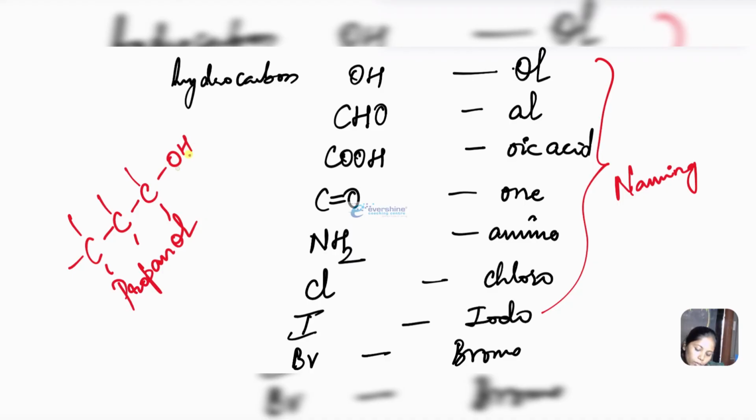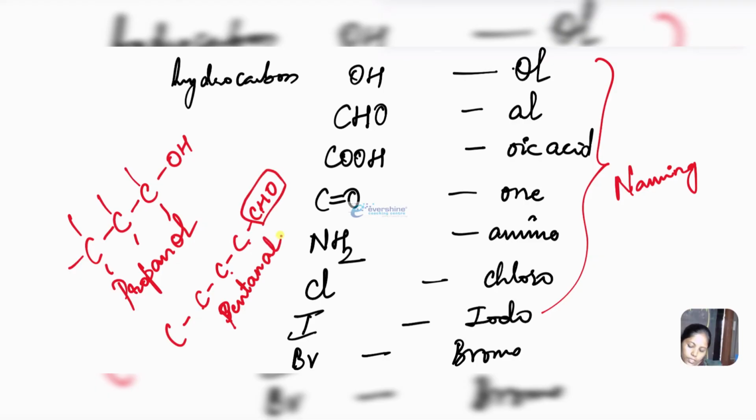4 carbon is there. At last there is CHO. How will you name this? Count 1, 2, 3, 4, 5. 5 carbon is there, means pentane. At the last there is CHO. You should name it as AL. So like this, OH is there means you should name it as OL. So you should know naming, and also you should know how to write the structure.